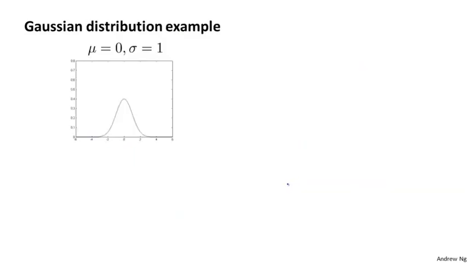Let's look at some examples of what the Gaussian distribution looks like. If mu equals 0, sigma equals 1, then we have a Gaussian distribution that's centered around 0, because that's mu, and the width of this Gaussian, so that's one standard deviation, is sigma over there. Let's look at some examples of Gaussians. If mu is equal to 0 and sigma equals 1, then that corresponds to a Gaussian distribution that is centered at 0, since mu is 0, and the width of this Gaussian is controlled by sigma. Here's another example.